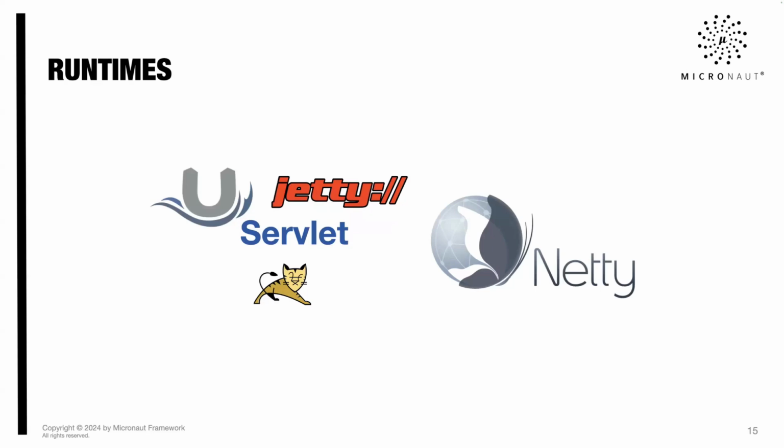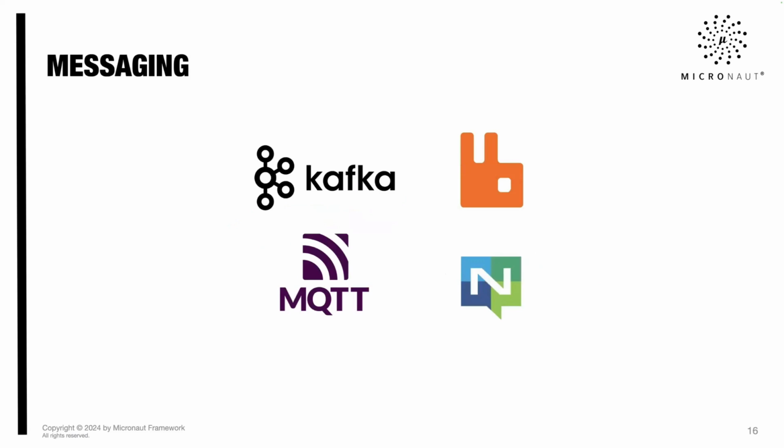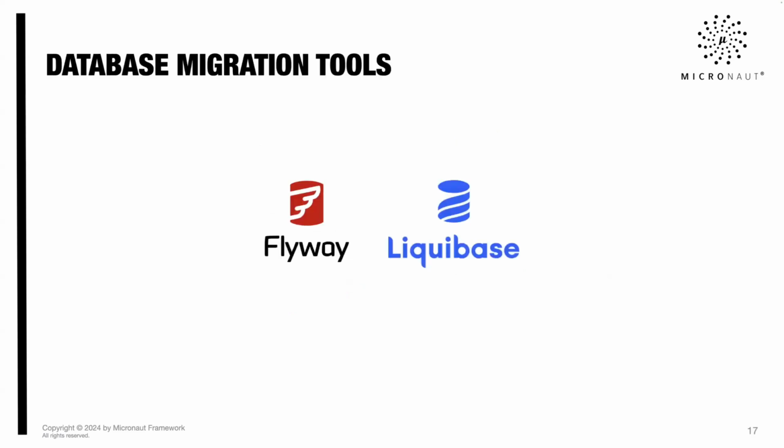So really, the runtime is kind of an implementation detail. By default, you will be using Netty, but that's something that you can change easily. For messaging, we support things such as Kafka, NATS, RabbitMQ, MQTT. You can build, for example, applications using Kafka and basically have just a pure Kafka listener, no controllers.